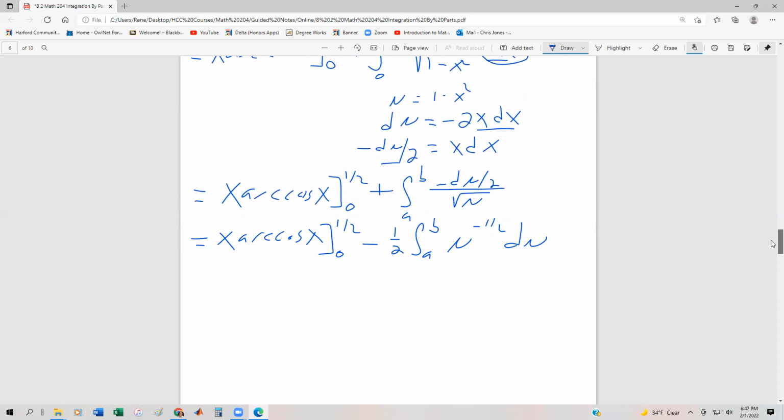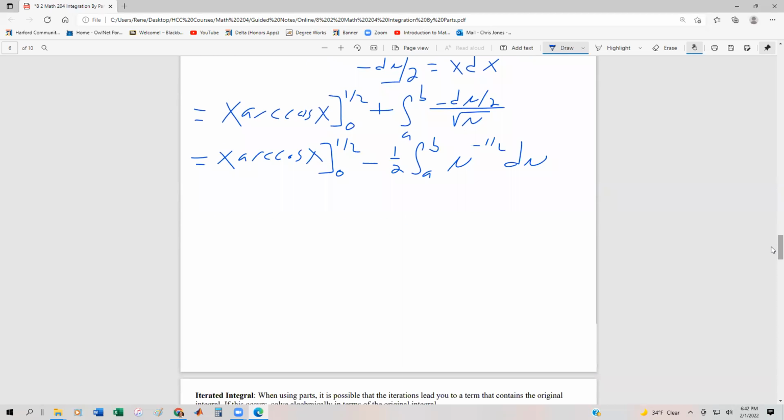Now we're going to go ahead and integrate that. So this is going to become x arc cos of x, still from 0 to 1/2. And of course, at the end, we have to contend with that, minus 1/2 u to the 1/2 over 1/2 from a to b. Now we can finally back substitute in terms of the original integral. The halves are going to cancel out, right?